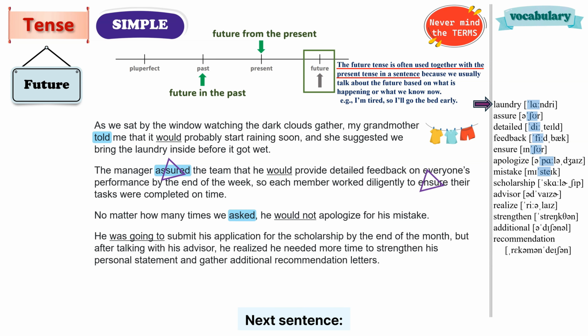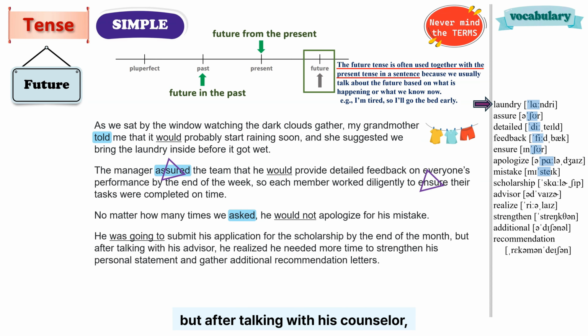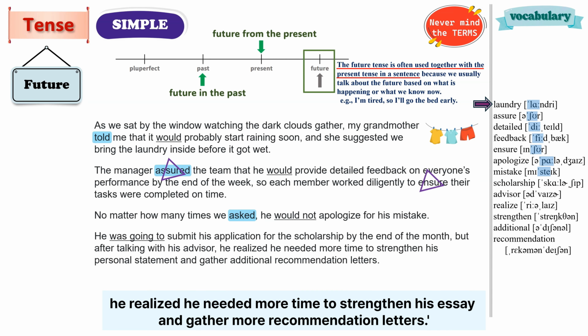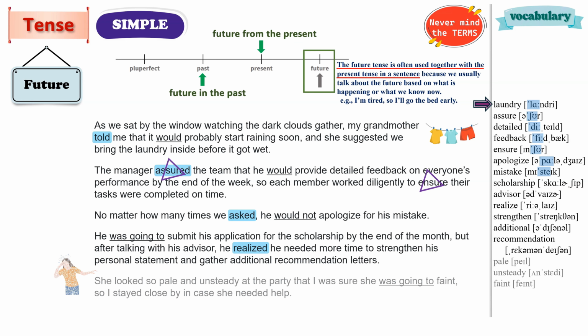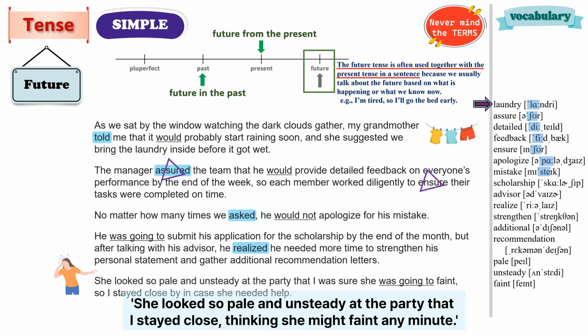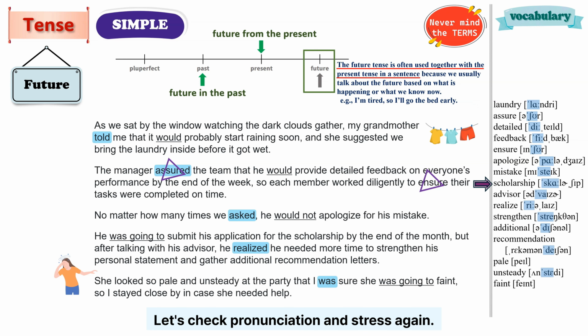Next sentence: He was going to submit his scholarship application by the end of that month, but after talking with his counselor, he realized he needed more time to strengthen his essay and gather more recommendation letters. This shows a planned future action seen from the past. She looked so pale and unsteady at the party that I stayed close, thinking she might faint any minute. This expresses a prediction about the future at a past moment. Let's check pronunciation and stress again.